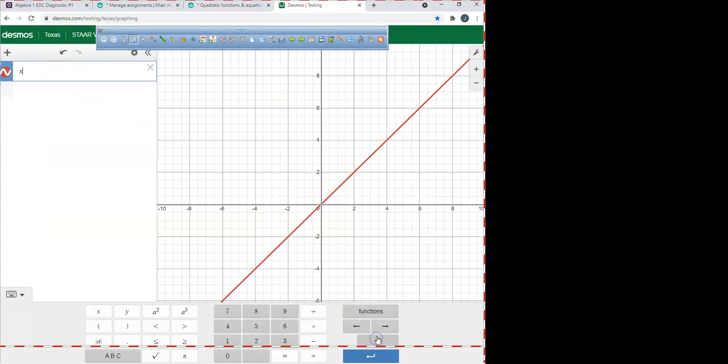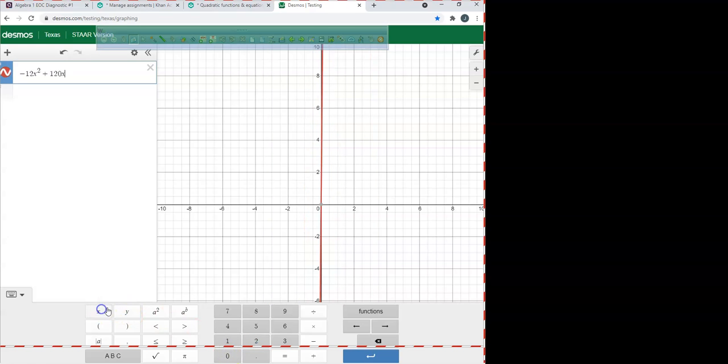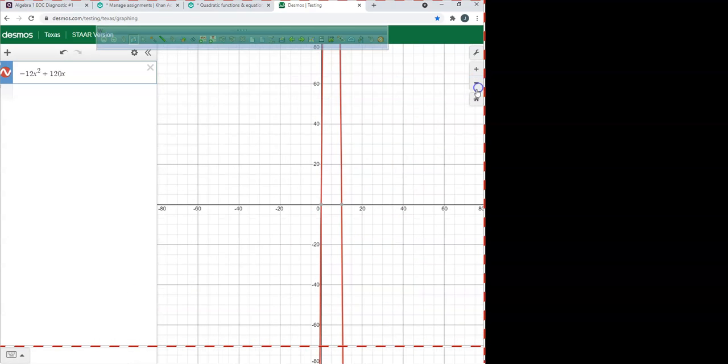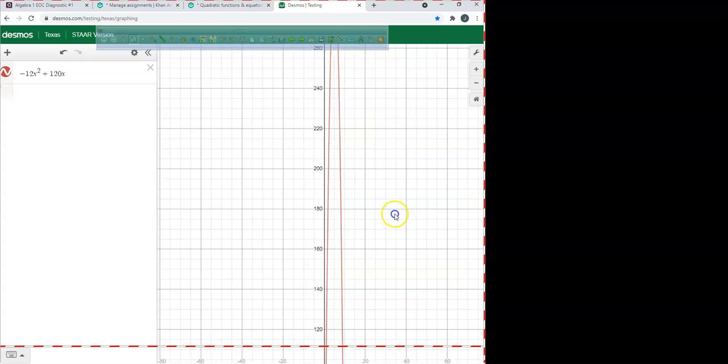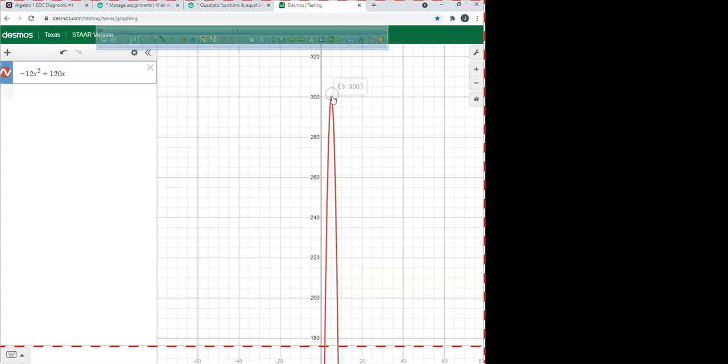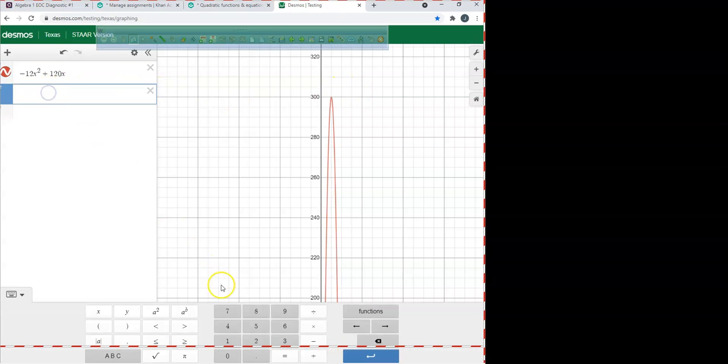So help me out. Tell me the original equation. It was what? Negative 12x squared plus what? 120x. And I have to zoom way up high. What's the vertex? 5, 300. And what did I say the vertex form was? I said it was negative 12, open parentheses, x minus 5 squared plus 300. Does everybody see how these, ding, ding, ding, those are the exact same?